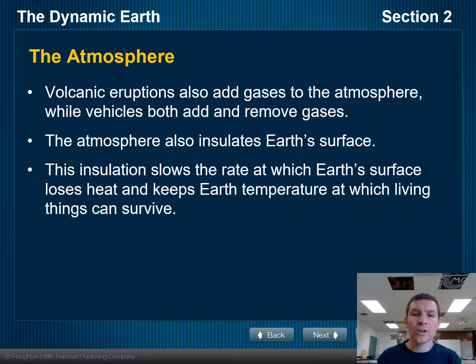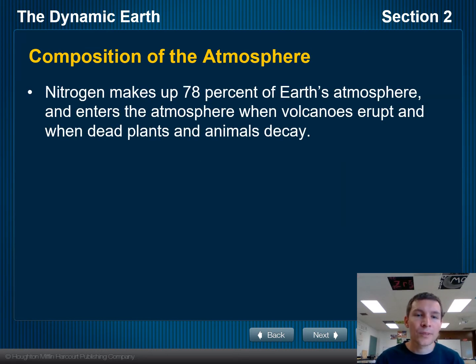This insulation slows the rate at which Earth's surface loses heat and keeps the Earth's temperature at a level at which living things can survive. When the atmosphere is in check, with not too many greenhouse gases or too much volcanic ash going out, it has a way of self-regulating and being good for us, the living.